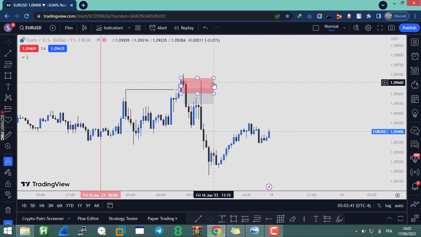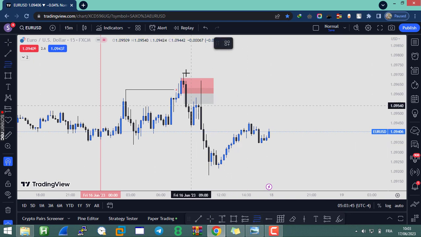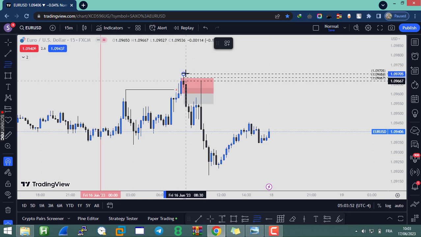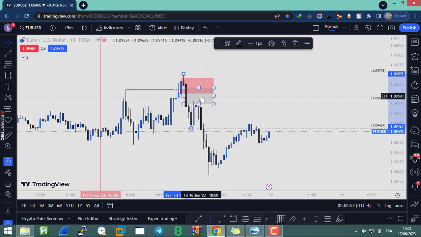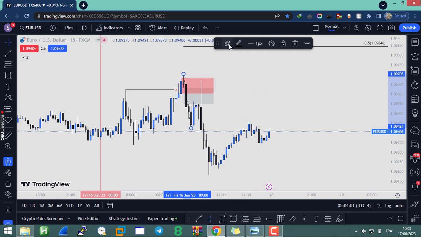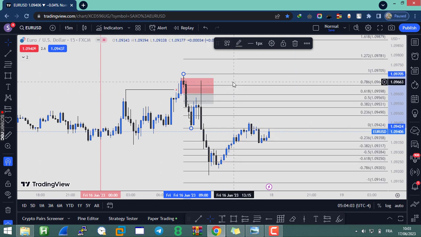All right, or you can enter an optimal trade entry. What is an optimal trade entry? The optimal trade entry, OTE, is like this. You want to run the fibs from the high of the displacement to the low of the displacement, and you want to enter on the 0.618 level or the 0.786 level. All right, 0.786.